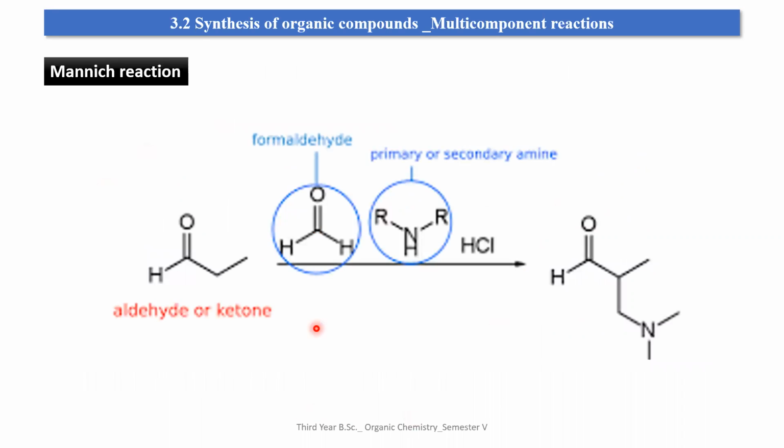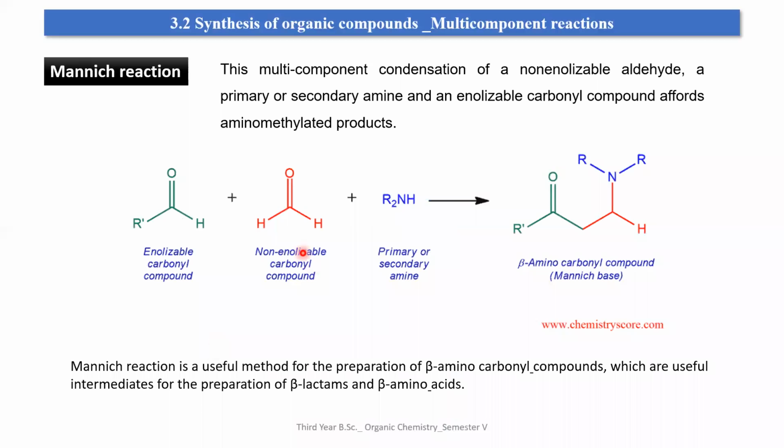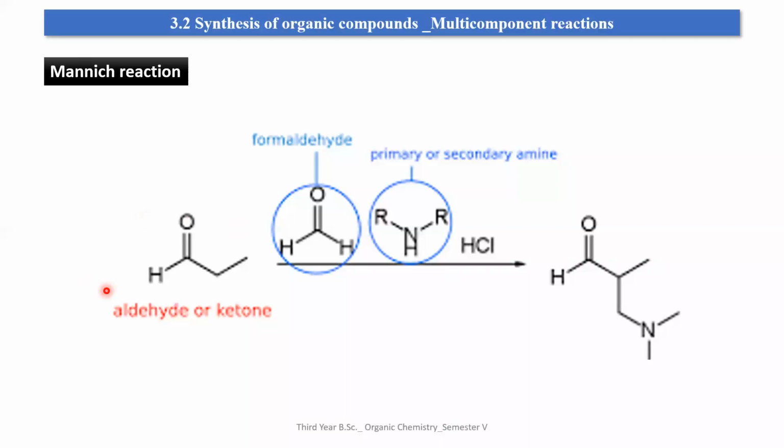Here you can also see another example. This is an aldehyde or ketone. This is an enolizable aldehyde because it has alpha hydrogen atoms, right? While in this case, formaldehyde is a non-enolizable aldehyde because it does not have any alpha hydrogen. And this is the third reactant, a primary or secondary amine. When they react, they form this beta-amino compound, right? So these two examples are similar. The only difference is that here we represent the aldehyde having an alpha hydrogen atom. Most of the time it would be a ketone, but the condition is that it should be enolizable. Enolizable means it should have an alpha hydrogen atom, and non-enolizable means there should be no alpha hydrogen atom.